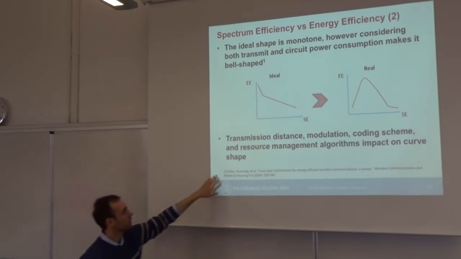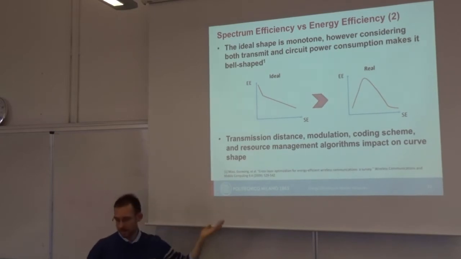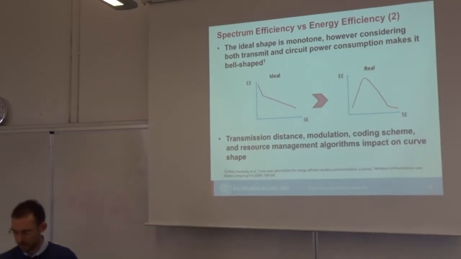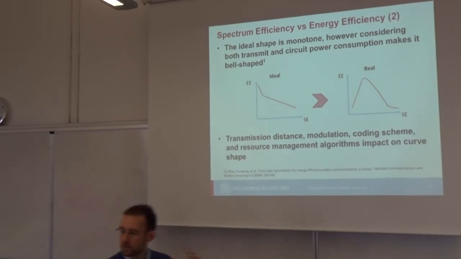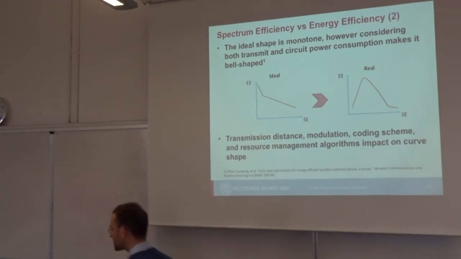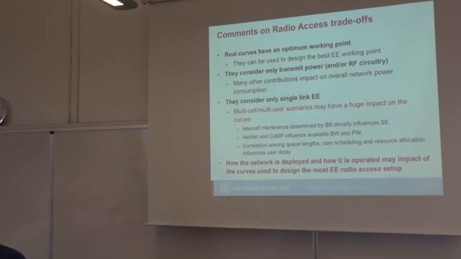And of course here you have a reference to a better analysis of what I'm talking about. Okay, these are the three main trade-offs that you have to consider in the radio access part of your network. Let's have some concluding comments and then we'll be able to see if everything is in the right place.